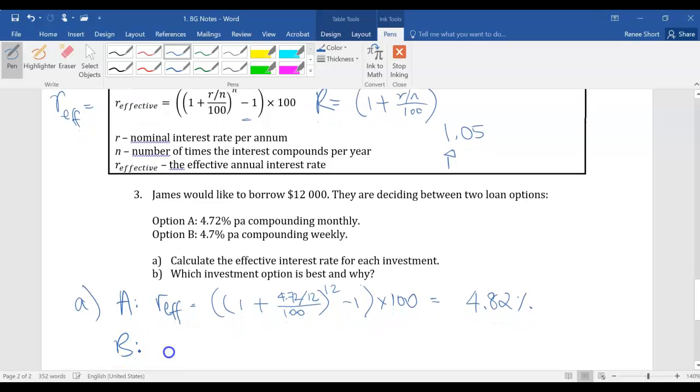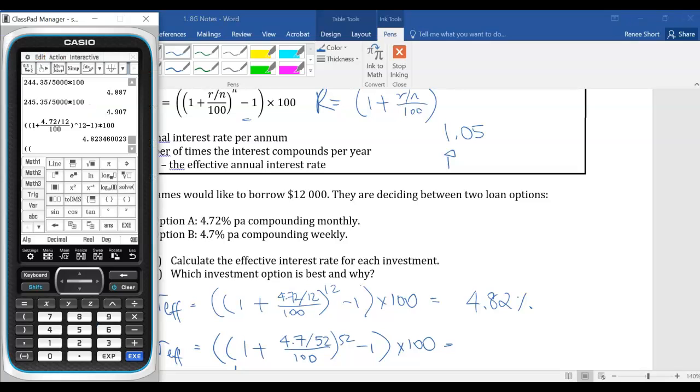If I repeat this for option B, again, I'm using that formula. I'm going to put in 4.7 for the rate, but this time I'm putting in 52 for n because it's compounding weekly. I'm going to head back to my calculator here now. And again, double bracket, 1 plus fraction, 4.7 over 52, all divided by 100, to the power of 52, minus 1, close my bracket, times 100, and I get 4.81%.